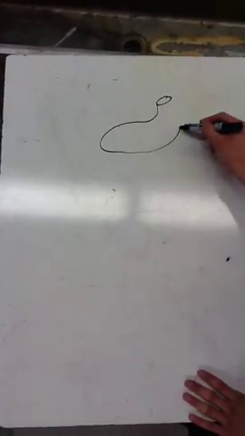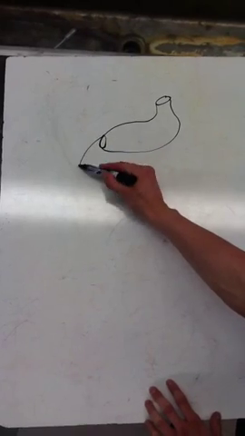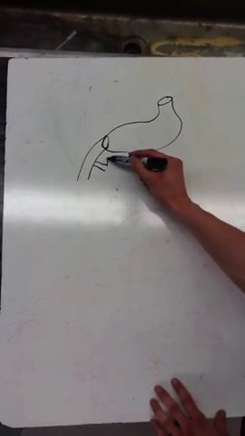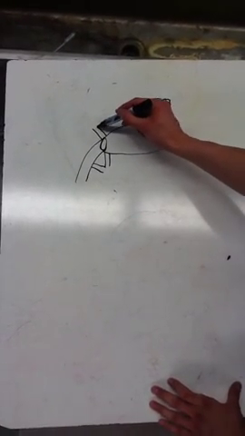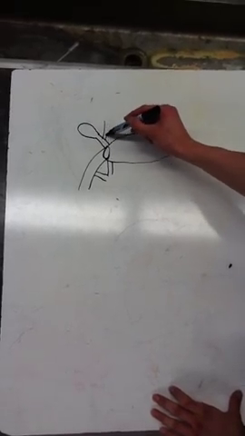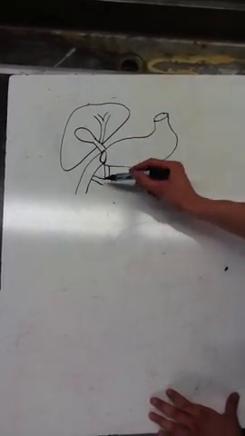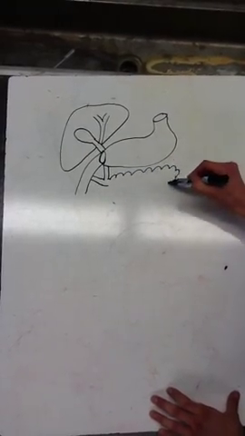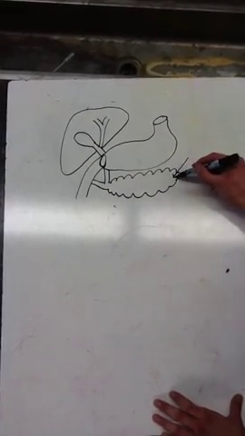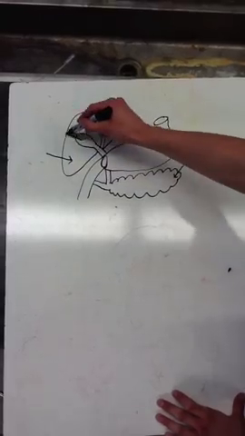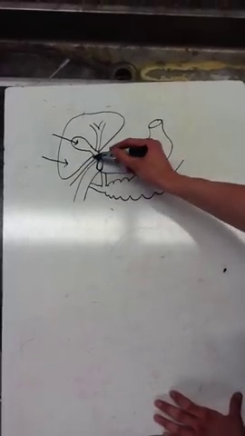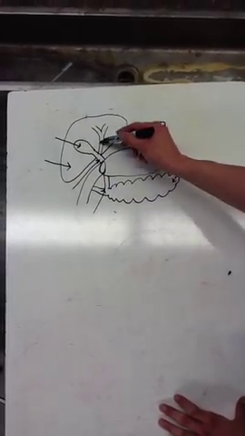Following the pyloric sphincter is the beginning of the small intestine, which is called the duodenum. There are also 3 accessory organs connected by various ducts surrounding the stomach. First, we have the pancreas, and then there is the liver and gallbladder. Here is the common bile duct, the pancreatic duct, and the hepatic duct.